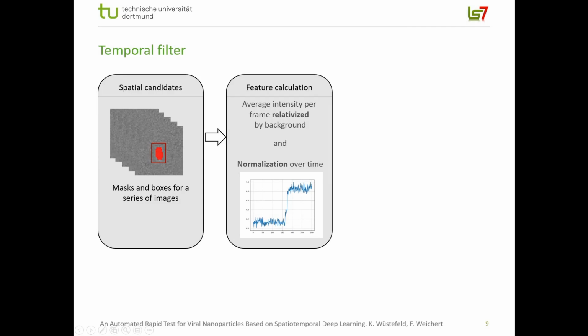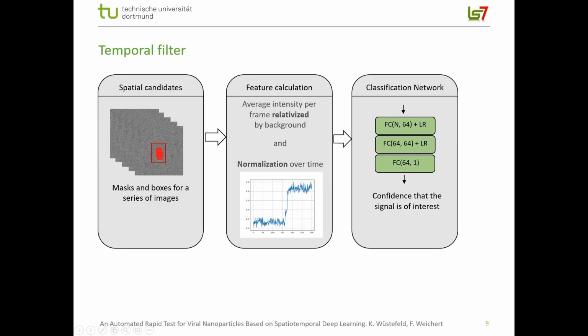Having generalized the time features, they are analyzed in a simple neural network consisting of 3 fully connected layers and a leaky ReLU activation function after the first 2 layers. The output of the network is a temporal classification of the proposed spatial regions.